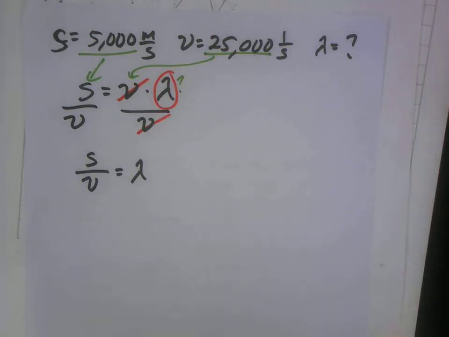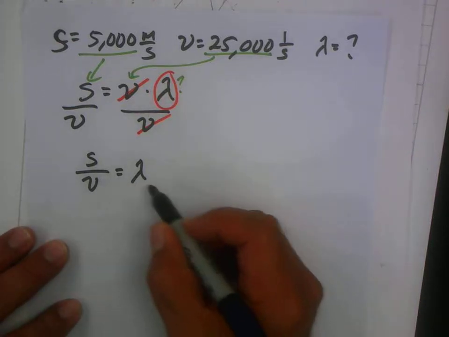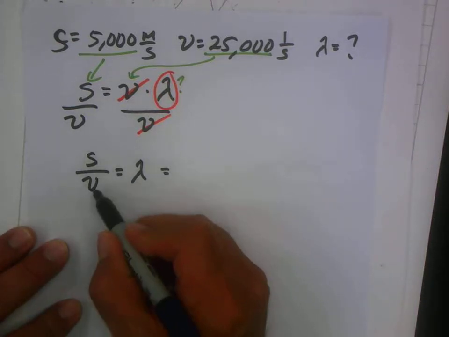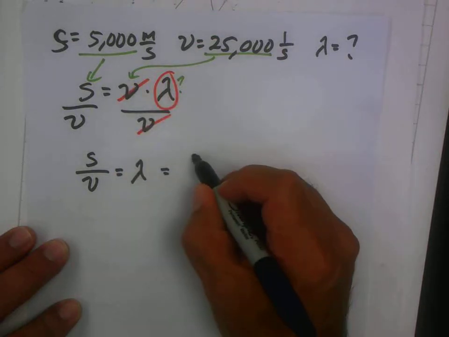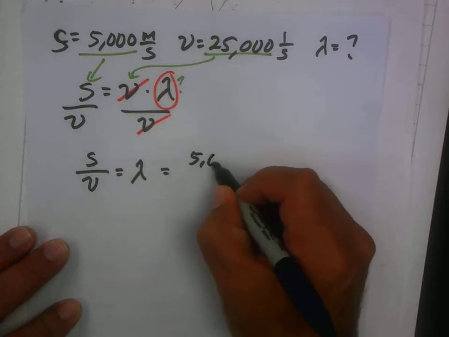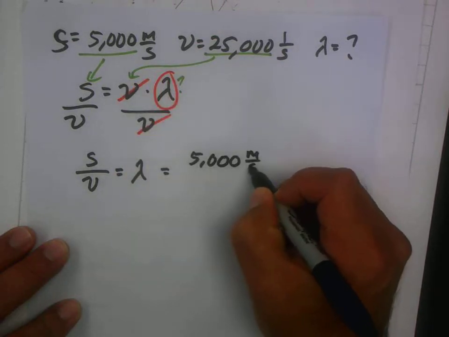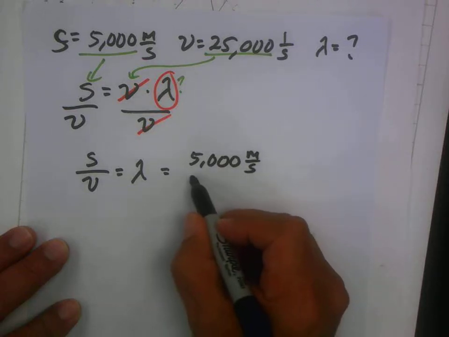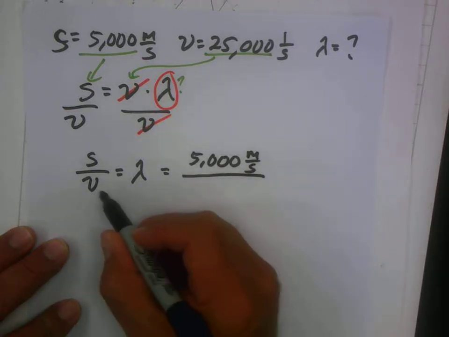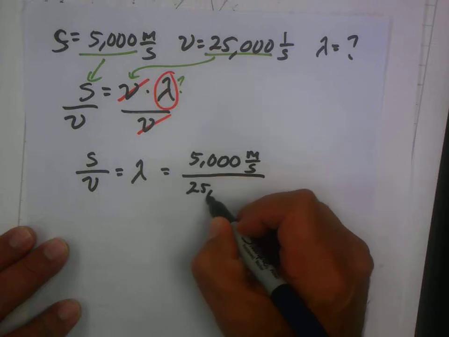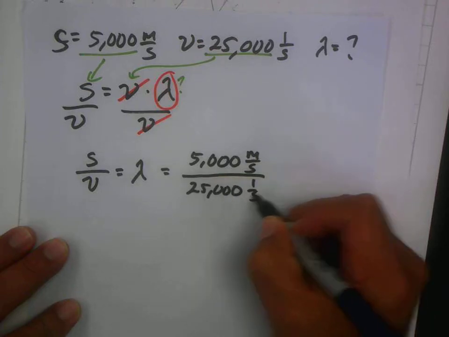And so that's basically just reorganizing the equation. And now I just plug this in. A wavelength is just speed over frequency. We just have to plug in these numbers once. So the speed is 5,000 meters per second. And the frequency in the denominator is 25,000 per second, or hertz.